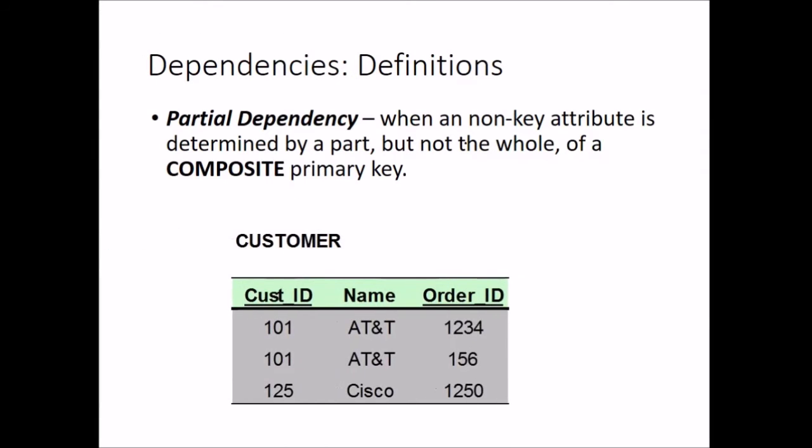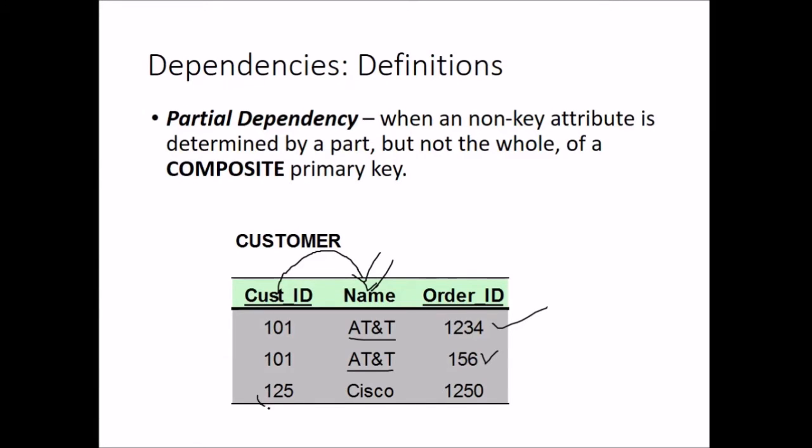Then partial dependency. What does it mean? Partial dependency means, in this particular example, customer ID and order ID, because they are underlined, they are our primary key. So when a non-key attribute, in this case name, is determined by a part but not the whole of a composite primary key, it is partial dependency. Customer ID by itself cannot determine name, because 101 customer ID also has AT&T, and the order ID is different.